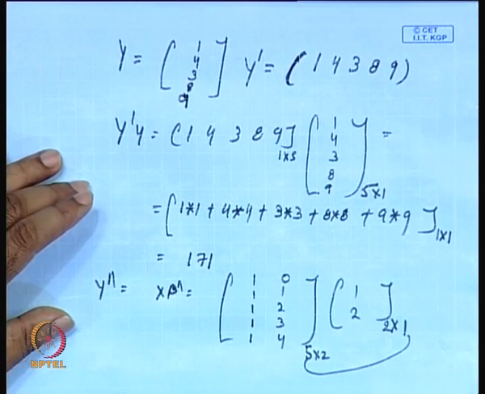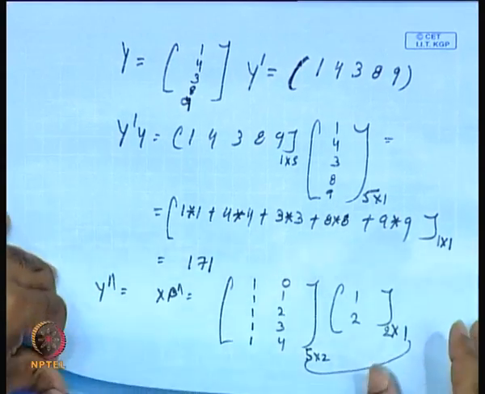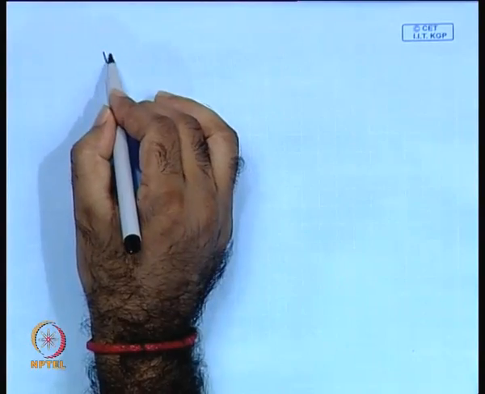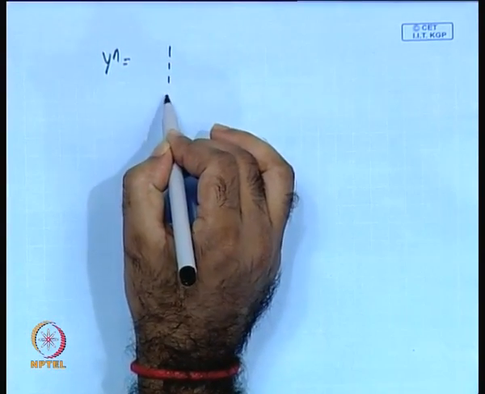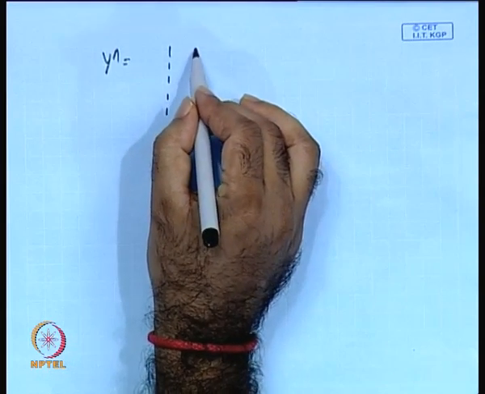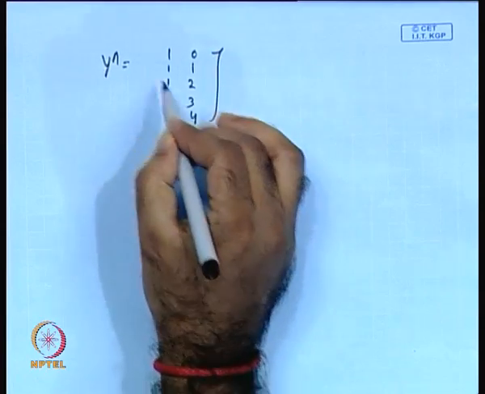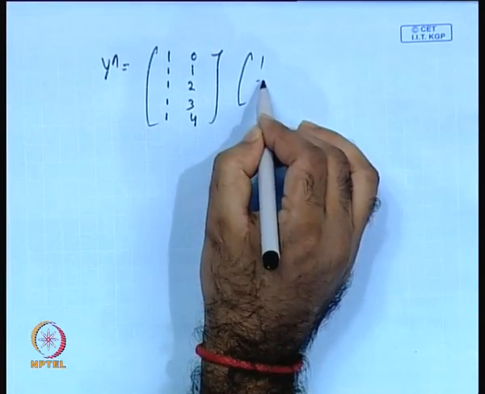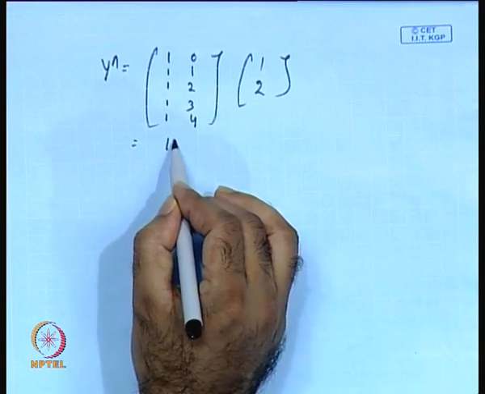So how will we do that? We will find out here. So we would like to know y hat. y hat equals the matrix with columns 1 1 1 1 1 and 0 1 2 3 4, multiplied by 1 and 2. So that means 1 into 1.